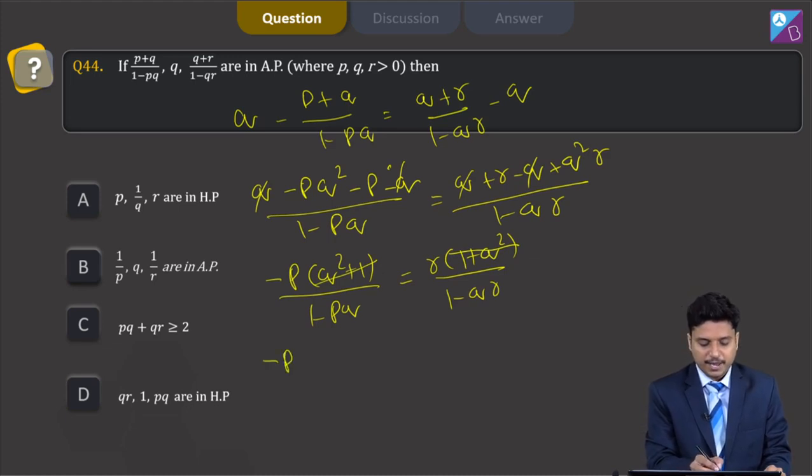If we cross multiply it, what will we get? −P + PQR is equal to R − PQR. So this will be 2PQR equal to R + P.